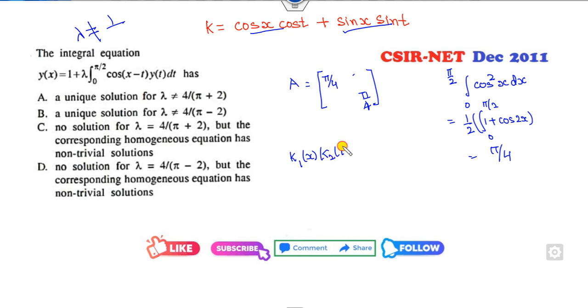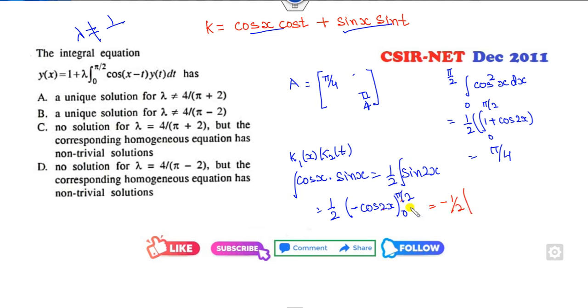k1 of x, k2 of t. k1 of x is cos x, k2 of t is sin x. So what is the integration of this? 1 over 2 sin of 2x. So integration of sin 2x will be minus cos 2x from 0 to pi by 2. So that will be minus half, I can take it outside, cos of pi minus 1, cos 0 minus 1. So it will be 1. It is also 1. Fine. Now, once you know these are the values, divided by 2 also, sin 2x by 2. So it is half, half and half. Now you get the matrix A.